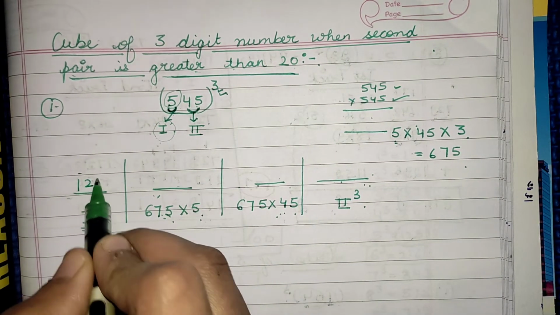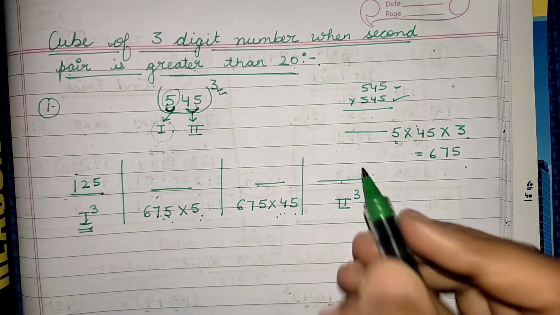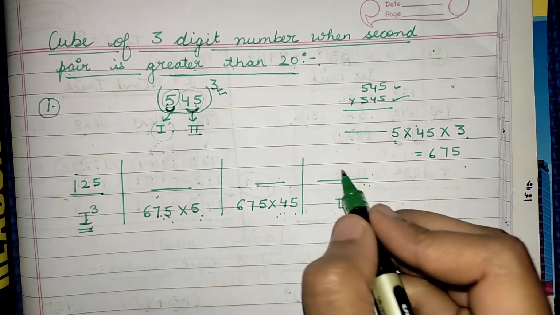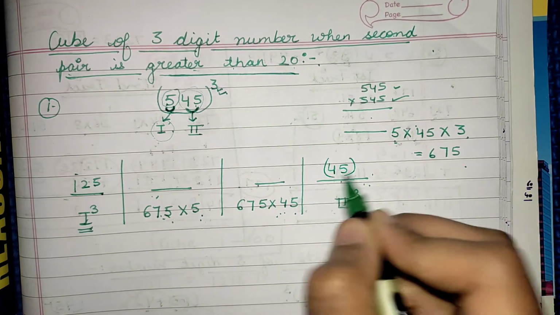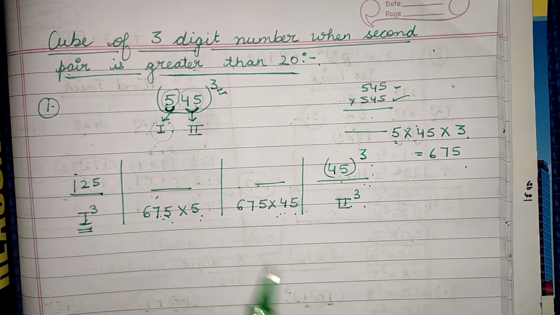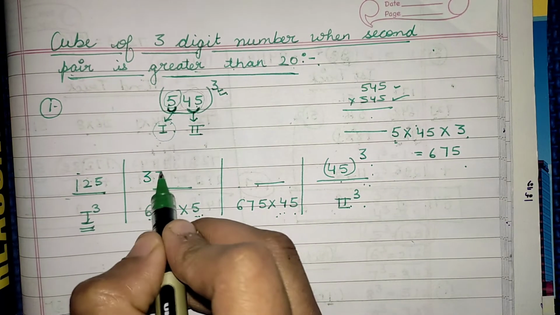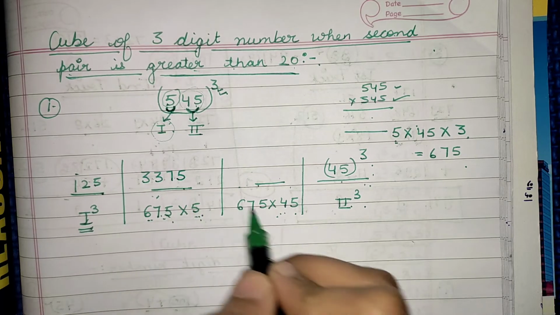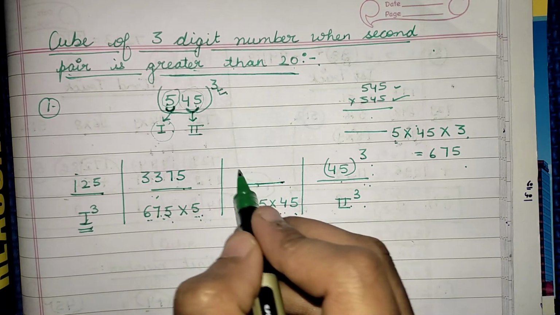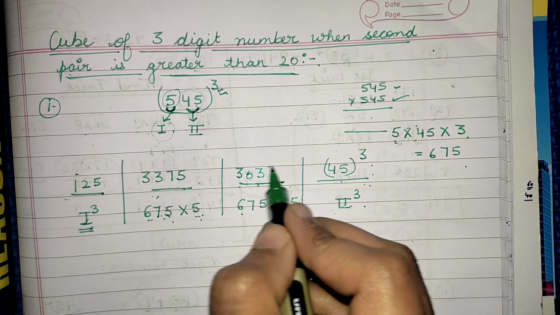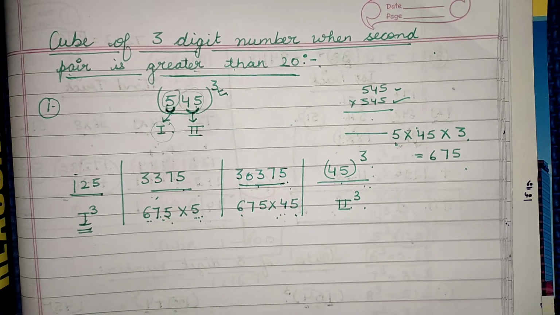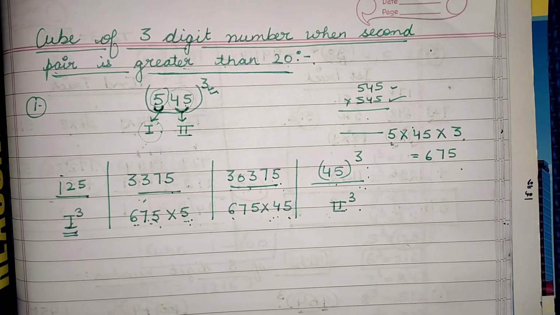If you solve all these values, what do you get? The cube of 5 is 125. Then the cube of the second part is the cube of 45, write it down as it is. When you do the multiplications, you get 3375 here, and here you get the value 30375.